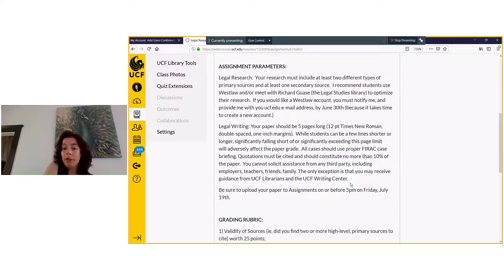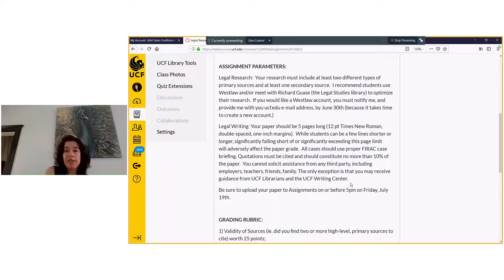The paper should be about 5 pages long. Now, I'm a little flexible on this, and here's the reason why. I used to say exactly 5 pages, and then I'd have students getting so creative with their margins and their font, and I would become like the font police. And I don't want to be the font police. So I expect you to write, if you're a sentence short, or a sentence too long, that's fine. Even if you're 2 sentences short of 5 pages or 2 sentences too long, that's fine.